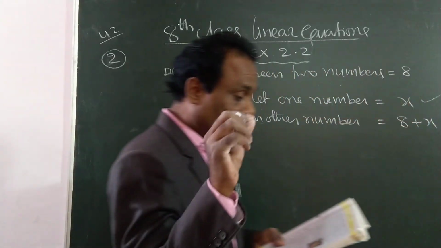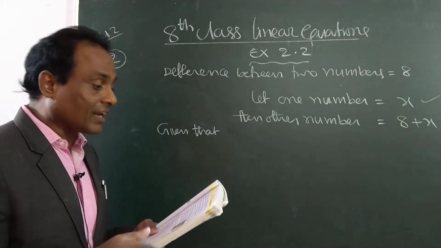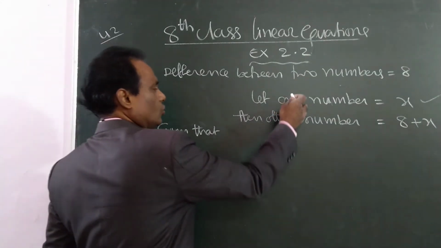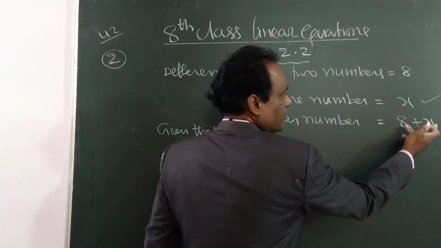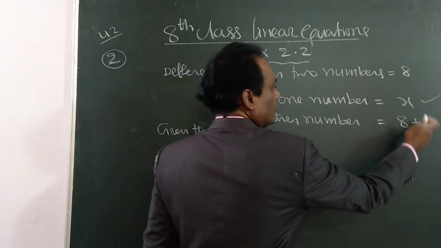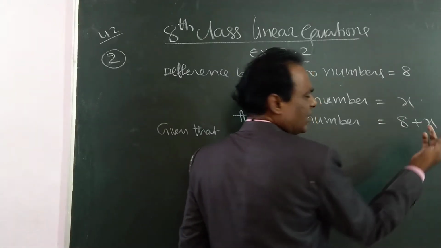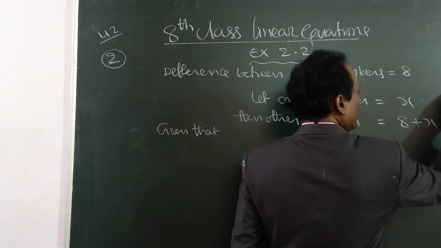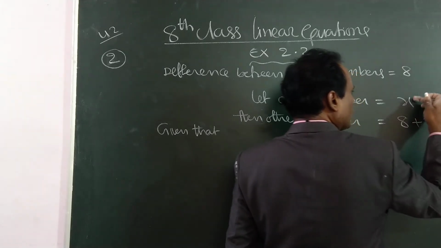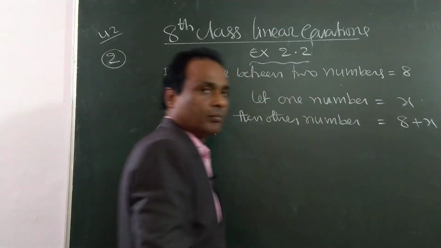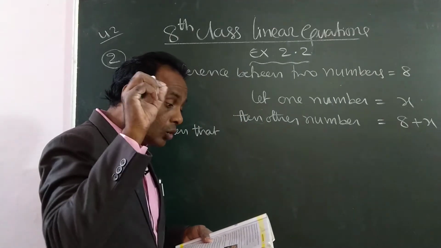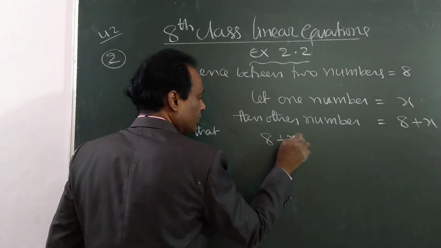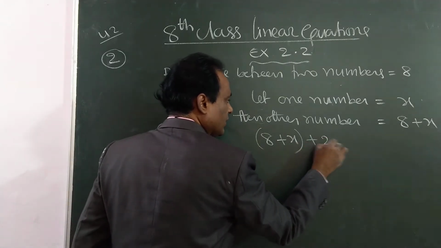See here. If 2 is added to the bigger number, the result will be 3 times the smaller number. In these two, x is one number and 8 plus x is the other number. Generally 8 plus x is the bigger number, and x is the smaller number. It is very clear because this is x only, but here 8 is added. What is the given data? 2 is added to the bigger number. What is the bigger number? 8 plus x. For this, 2 is added.